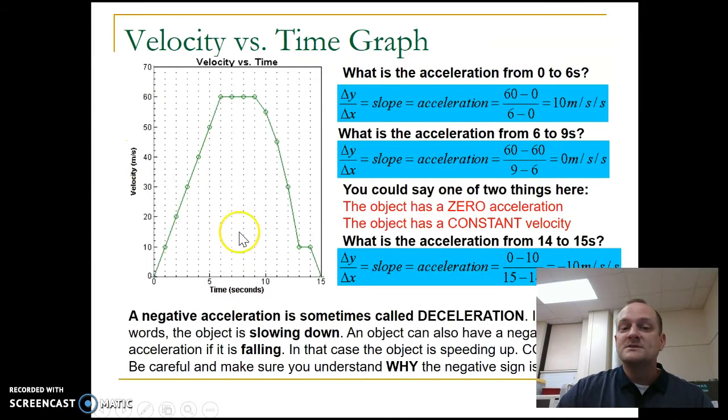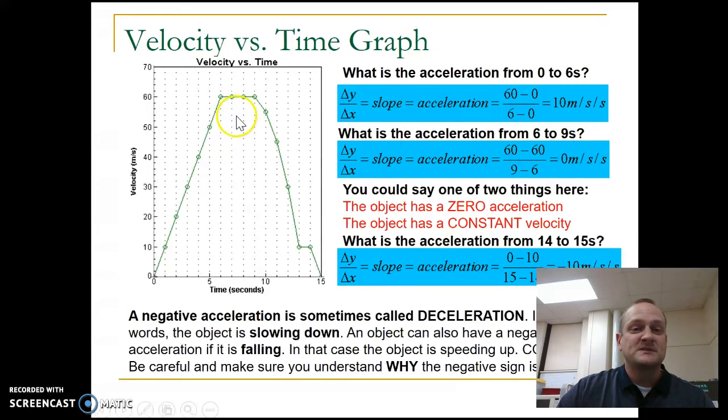Okay, so here's a different graph, right? It might look similar to the other graph, but I don't have displacement over here anymore. Now I've got velocity, right? So this is a velocity versus time graph. What is the acceleration from 0 to 6 seconds? Well, that's this first time interval here, and I just find the slope of that. So the slope of that is going to be 10 meters per second squared.